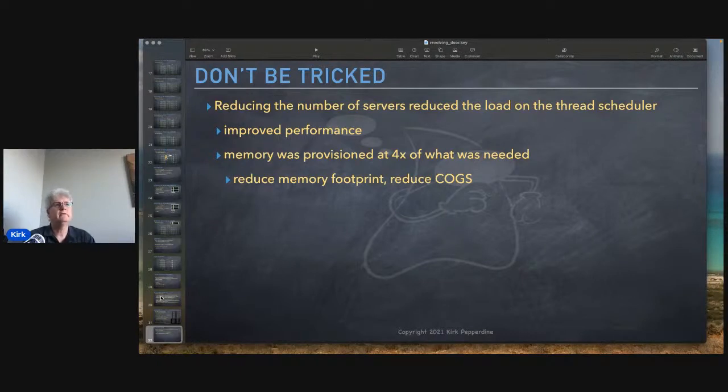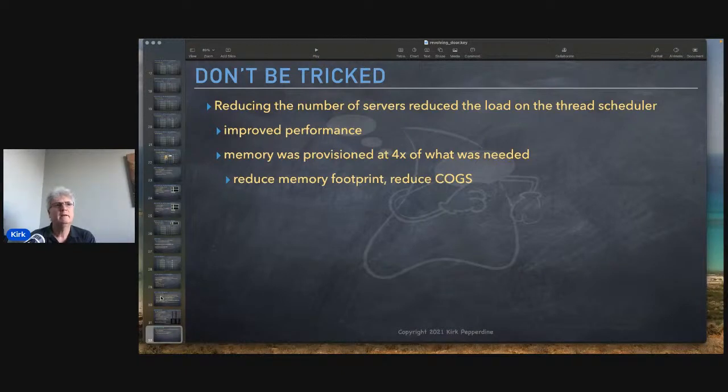So in this case, they added more memory and offloaded services, which reduced the load on the thread scheduler. Of course, when you release the pressure on the bottleneck, you're going to get much better performance. It turns out the memory was provisioned at about 4x of what was needed. And so the solution in this particular case was to say, okay, let's just buy many more, much smaller machines.